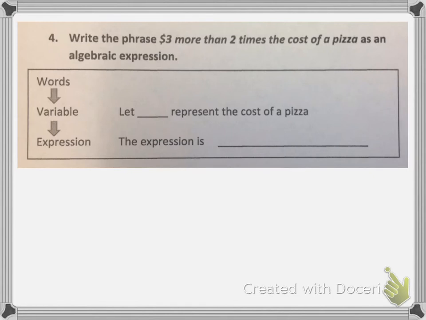Write the phrase $3 more than 2 times the cost of a pizza as an algebraic expression. Let's do this. How about you pause the video and try this one on your own, and then press play to check your answer. And I will give you a hint to start off with. When you write your algebraic expression, you are not going to include the $ sign in it. You're just going to use the number 3. So do not worry about using the $ sign in the expression. Just use your numbers and your variables. So go ahead and press pause, solve, and then press play to check.